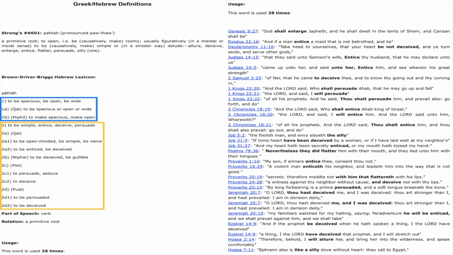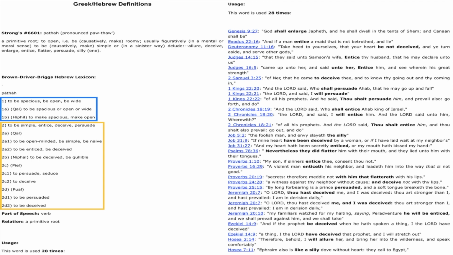So if you look at Strong 6601, the same one that deals with Enlargeth, we see that it can mean to be spacious, open, be wide, but there's a second meaning: to be simple, entice, deceive, persuaded, to be open-minded, to be naive. So you see this, here it is right here in yellow. All these other meanings that could go into this verse. So this is very interesting to me.